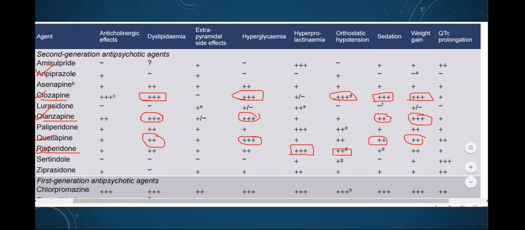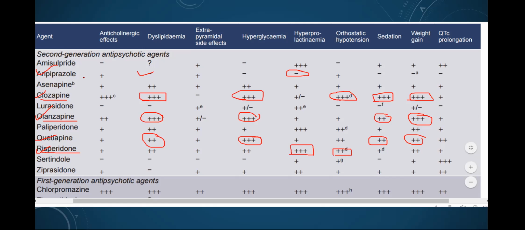Look at aripiprazole. It's a very good one because it doesn't cause any dyslipidemia, hyperglycemia, or weight gain. So aripiprazole can be used in a patient who is having the complications of olanzapine, like weight gain, dyslipidemia, or diabetes. Also, you see it doesn't cause any hyperprolactinemia as well. So the side effect profile for aripiprazole is very low. But why don't we use it the first time? Because it's not very effective.